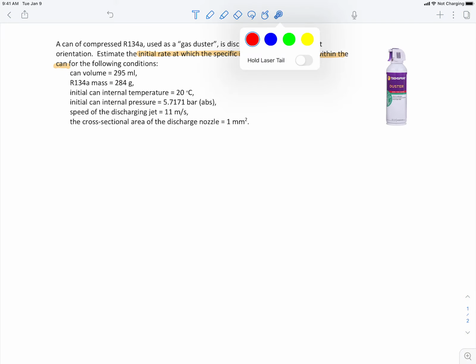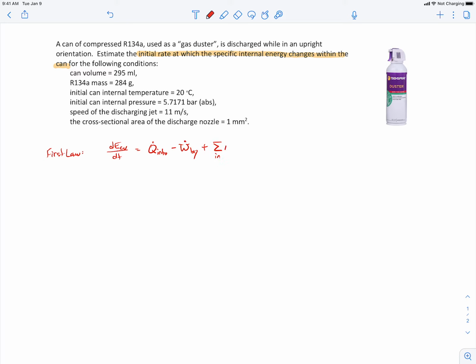So when I look at this, I see that I'm trying to find the initial rate at which the specific internal energy changes. That makes me think that we'll need to use the first law. So let's write out the first law. It's the time rate of change of total energy within the control volume is equal to the rate at which heat is going into the control volume, minus the rate at which work is being done by the control volume, plus the rate at which total enthalpy goes into the control volume, minus the rate at which total enthalpy is leaving the control volume.